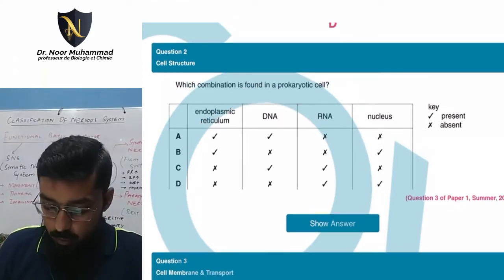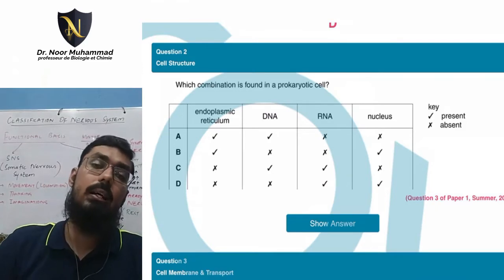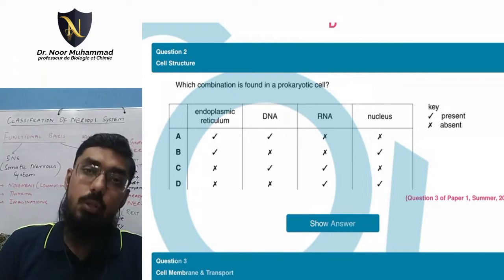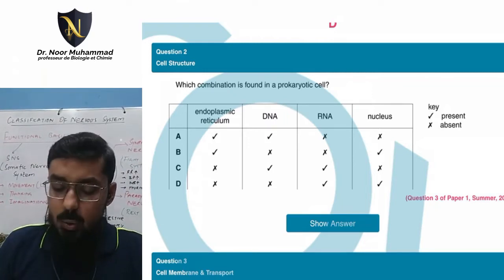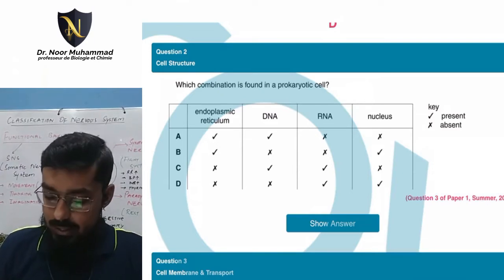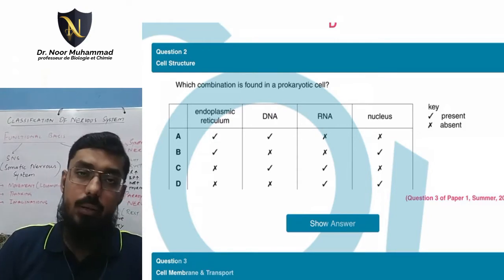ठीक है जी, let's move to the next question. अच्छा, I'll read the question and I'll then give you 1 minute to think about it, and then we will talk about the answer. ठीक है, so the next question is, which combination is found in a prokaryotic cell? ठीक है, first you look at the question, think, and then I'll talk about the question and the answer.